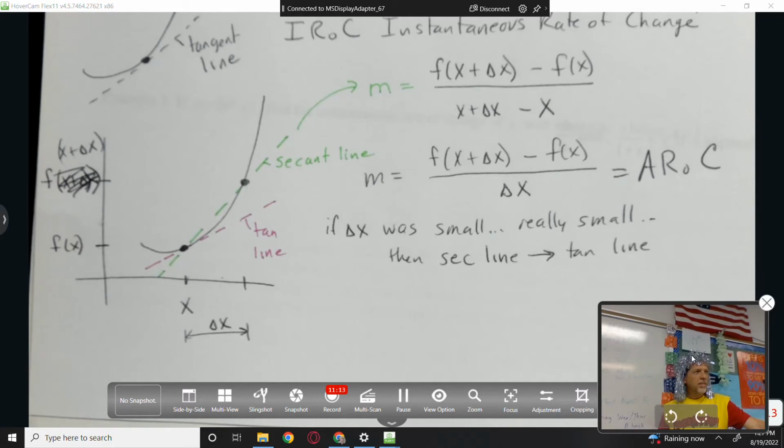Does that make sense? Like the smaller the step, the closer the secant line is to the actual tangent line. Yes, no? Anybody else? Give me some head nods. You can say no.